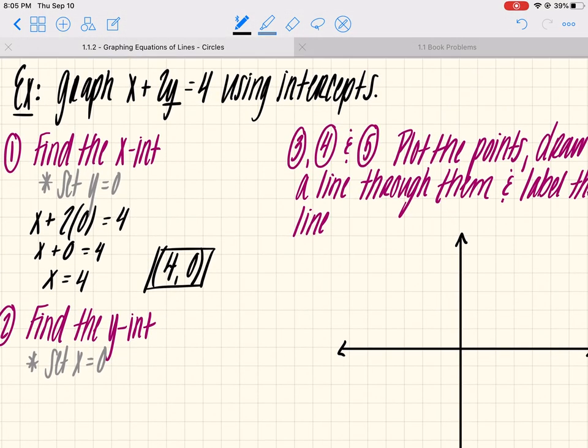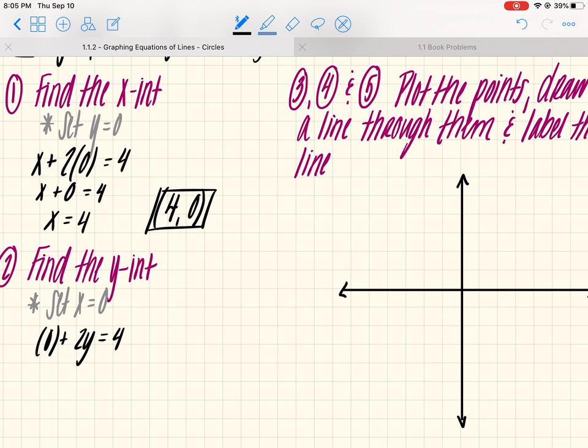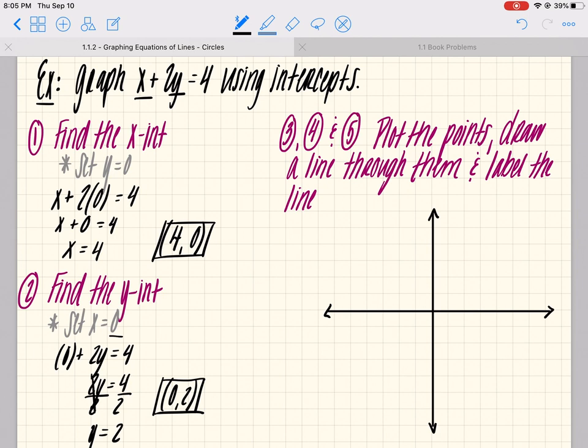Next step, let's find the y-intercept. So this time we're going to set x equal to 0. So we get 0 plus 2y equals 4. 0 plus 2y is just 2y, divided by 2, y equals 2. And so then we know that x was equal to 0, y was equal to 2, so that's our point. All right, then steps 3, 4, and 5 say plot those 2 points, draw a line between them, and label the line. So 4, comma 0, we're going to go 4 over, 1, 2, 3, 4 in the x direction. 0, comma 2, up 2 in the y direction.